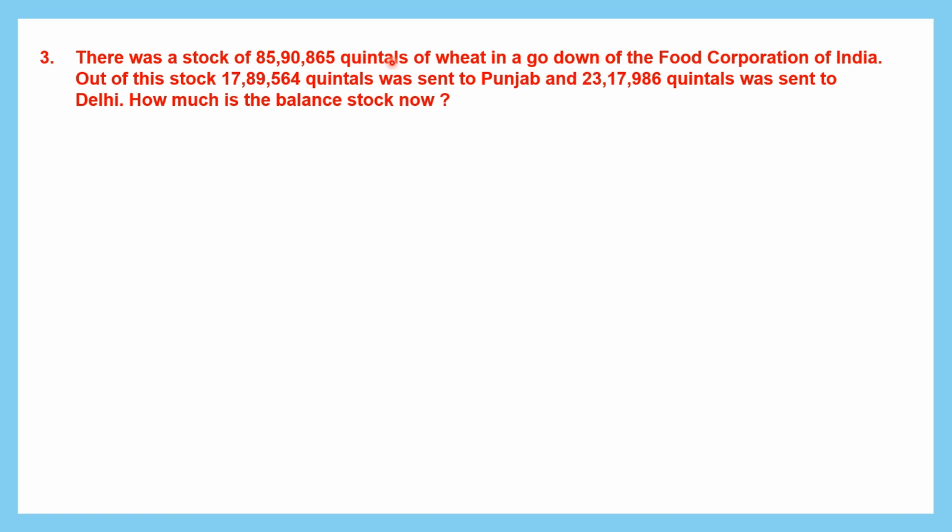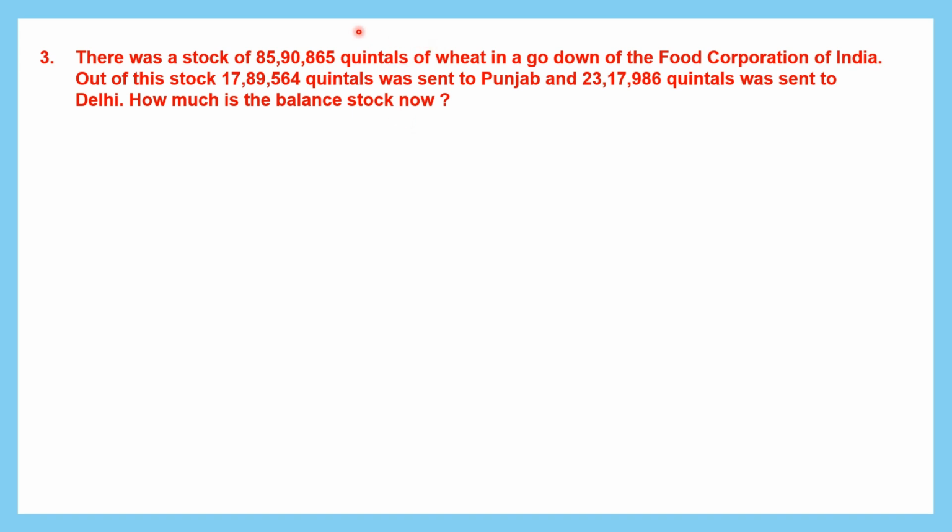Godown is a place where they store all this, in a godown of the Food Corporation of India. So the Food Corporation of India had a godown, and in that godown they had so much of wheat. Now out of this stock of wheat, 17,89,564 quintals was sent to Punjab and 23,17,986 quintals was sent to Delhi. How much is the balance stock?